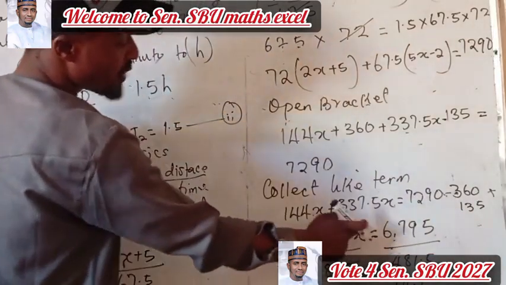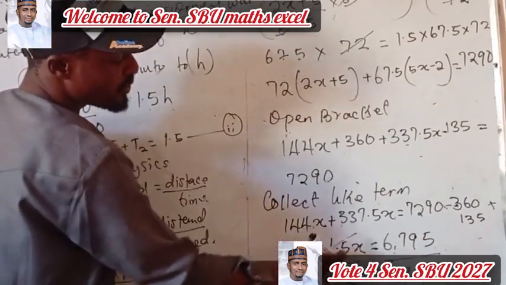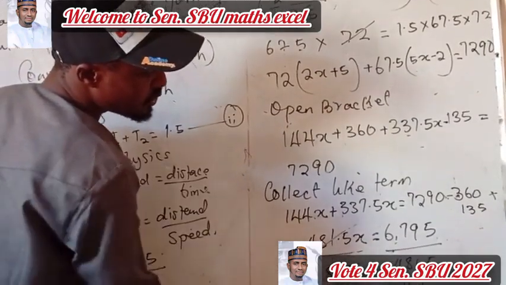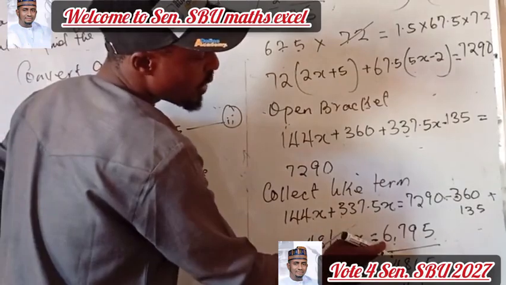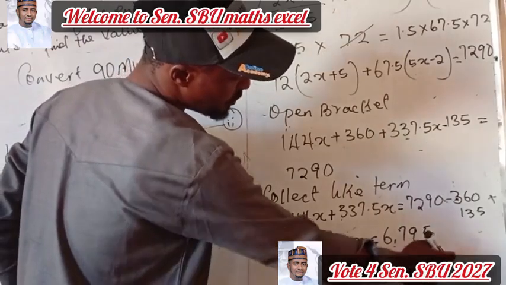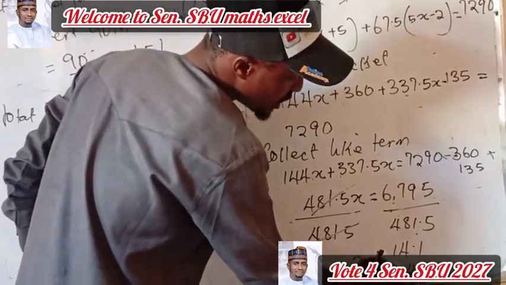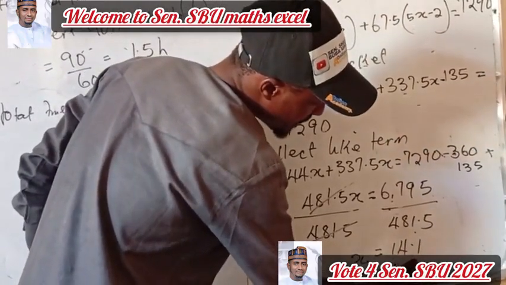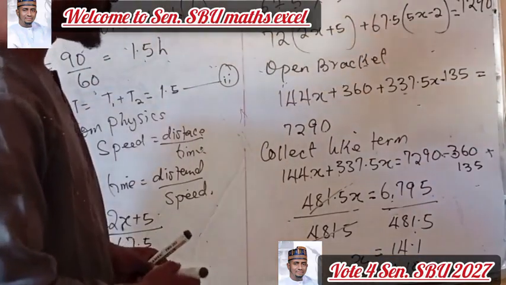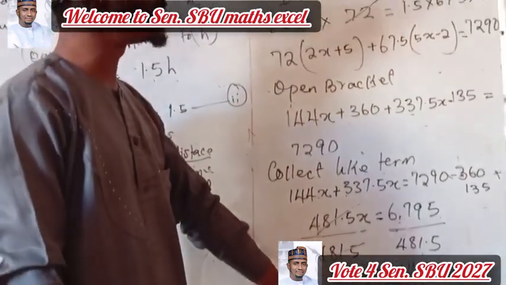Our target is to find x. That means we have no interest in 481.5. We divide both sides by 481.5 so that 481.5 cancels 481.5. Therefore, we are left with 6,795 divided by 481.5, which gives us 14.1. If you approximate it, we round it down, it gives us 14. Yes, this is the end of the English version of question 2.